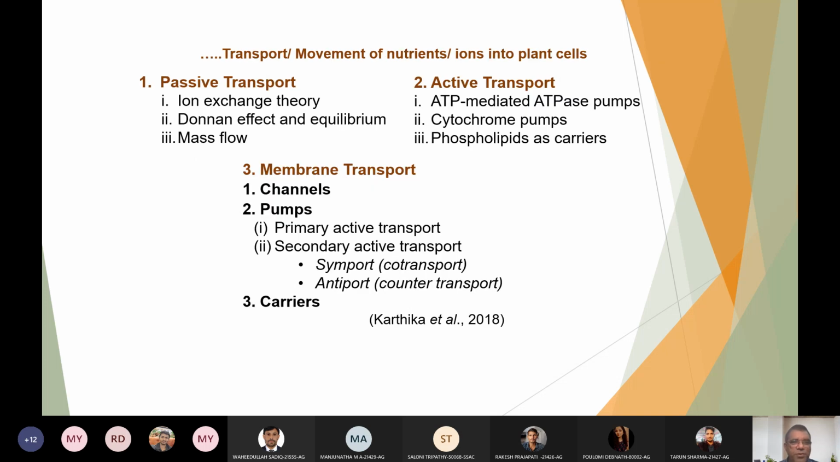Now, transport or movement of nutrients ions into the plant cell. Now we come to the other part. I've shown you all this classification in the first picture. So now we have passive transport, active transport, and membrane transport. There are three different mechanisms of transport from one cell to another cell. One is ion exchange theory, Donnan effect and equilibrium, and then mass flow, which is passive transport. Active transport is ATP-mediated: ATPase pumps, cytochrome pumps, and phospholipids as carriers, and membrane transport: channels, pumps, and carriers.